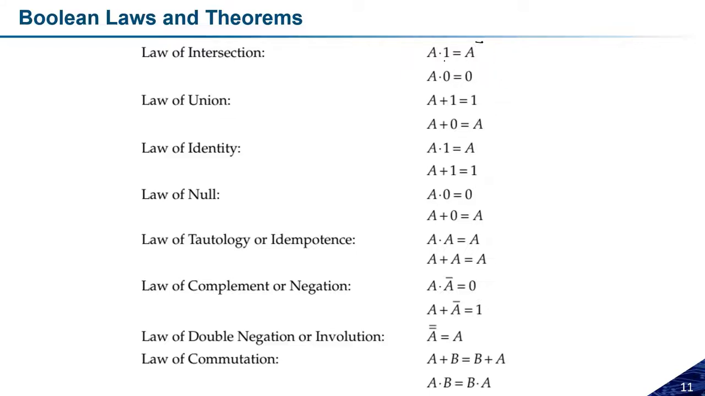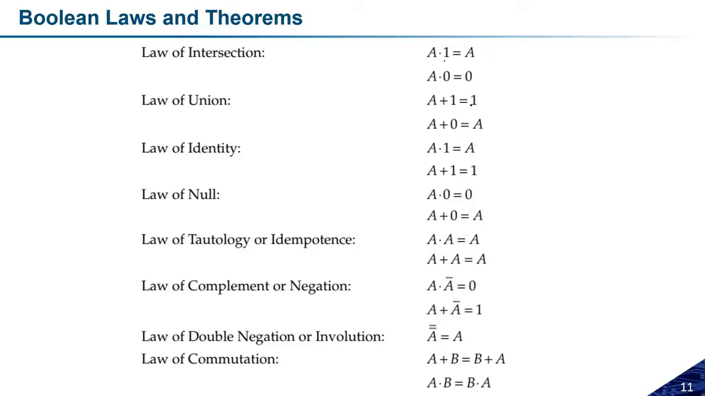Okay. Yeah. Some of the things will be the same as whatever we just discussed before. Okay. So A dot 1 or A dot 0, that is what you call the law of intersection. This is not important to remember, right? I'm just telling you how we can make a group of the Boolean laws we discussed before, right?